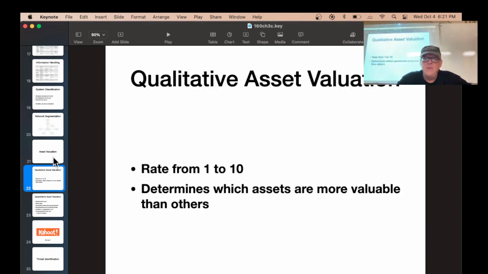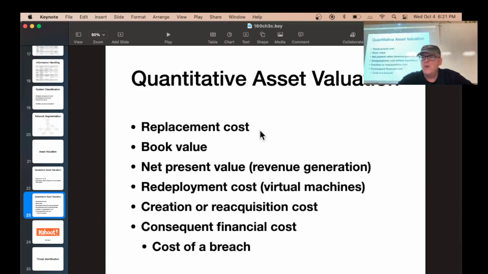And so then you have to evaluate your assets. You can just rate them from 1 to 10 in a qualitative manner, which ones are more important than others, or you can try to actually come up with a dollar amount, but that's usually going to turn out to be a guess anyway. Replacement cost, the book value. Net present value is measuring how much revenue is being generated by an asset. Redeployment cost is how much to recreate the virtual machines. Then there's how much would it cost to reacquire it.